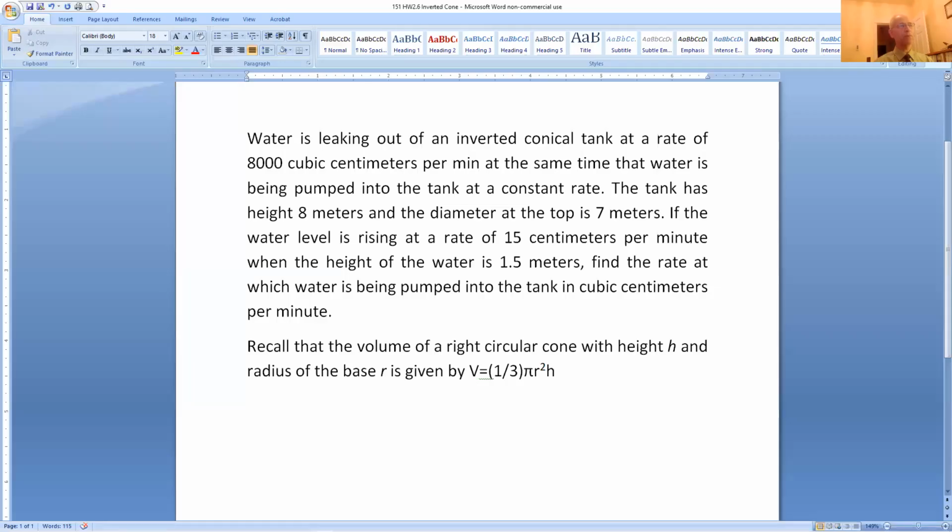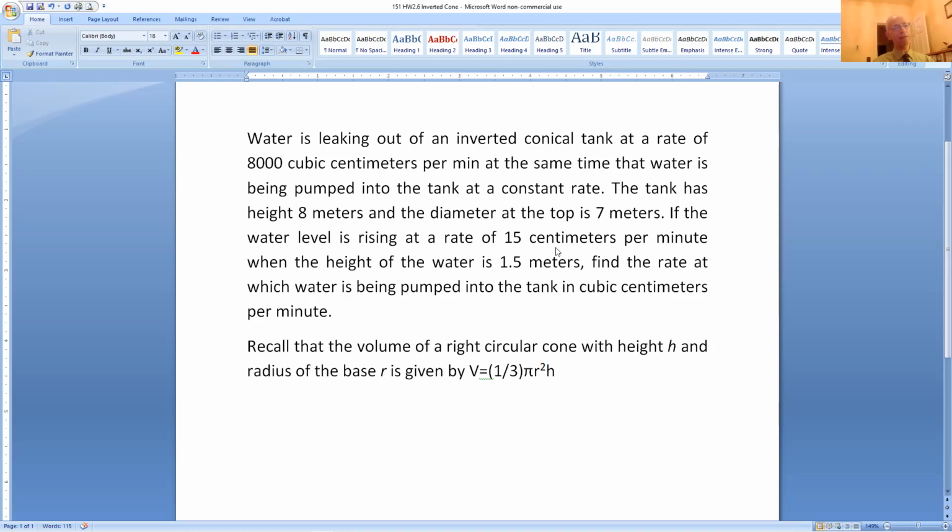Hello, Math 151. Let's do a problem from the related rates section. Water is leaking out of an inverted conical tank at a rate of 8,000 cubic centimeters per minute. At the same time, water is being pumped into the tank at a constant rate. The tank has a height of 8 meters and the diameter of the top is 7 meters. If the water level is rising at the rate of 15 centimeters per minute when the height of the water is 1.5 meters, find the rate at which water is being pumped into the tank in cubic centimeters.